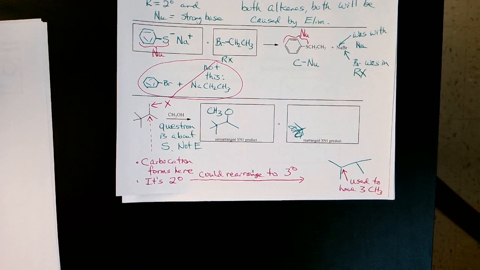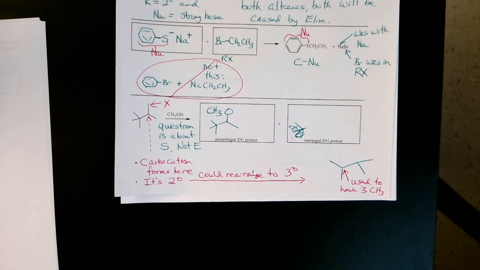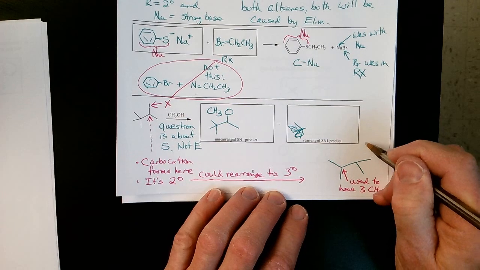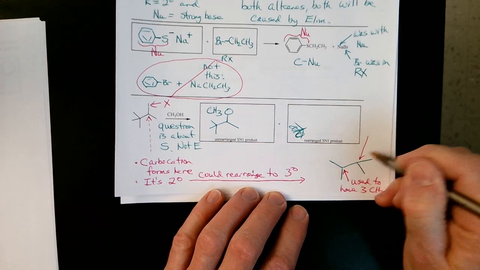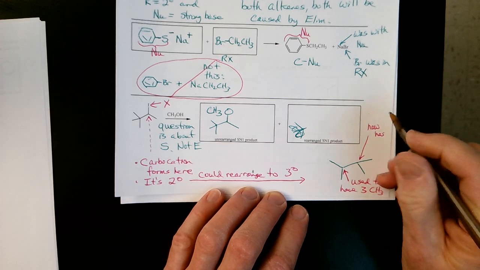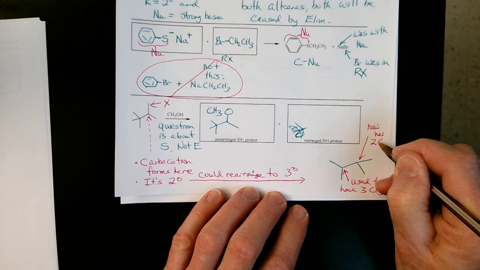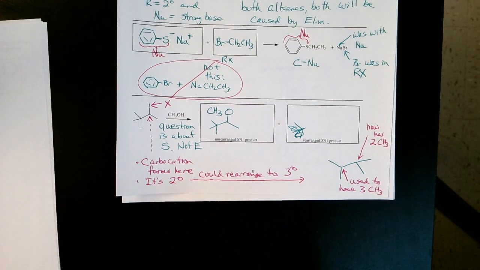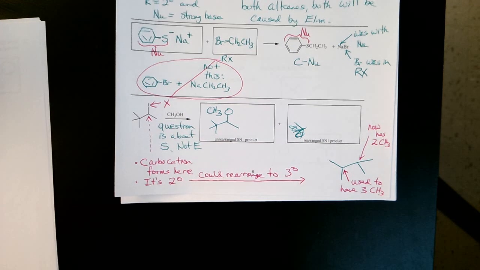However, if anything can move, it will. So this one, now that it's rearranged, now has 2 methyls. It had only 1 to begin with. That's really the challenge right there. Getting the framework actually rearranged. That's what a rearrangement is. You've got a different framework. And so that's what happened here.